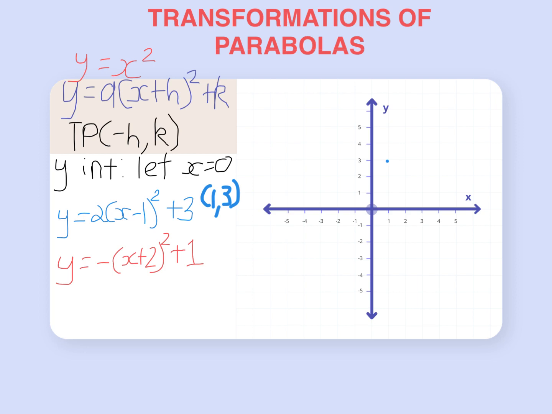Now we need to find the y-intercept. So to find the y-intercept, we let x equal 0. So for this one, if x equals 0, we get 2 times (0 - 1)², make sure it's in brackets, plus 3. So if x equals 0, we get 2 times 1 is 2, plus 3 equals 5. So this graph here, y equals 2(x - 1)² + 3, has a y-intercept of 5. So it goes through that point there.